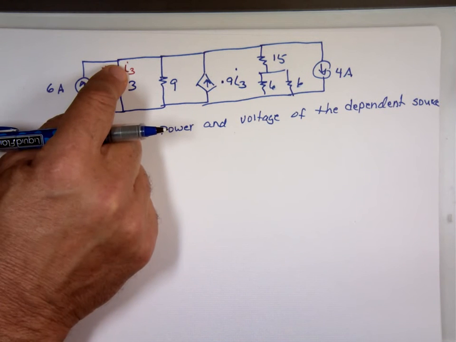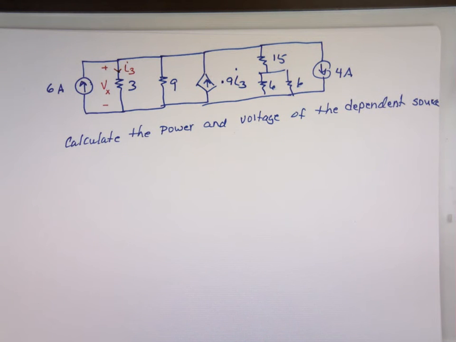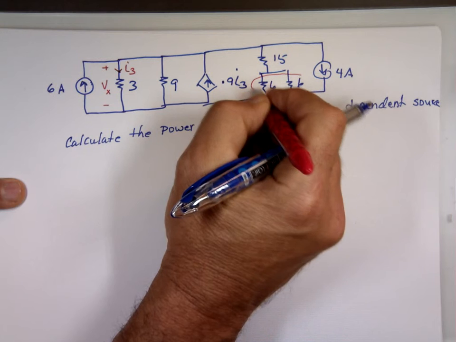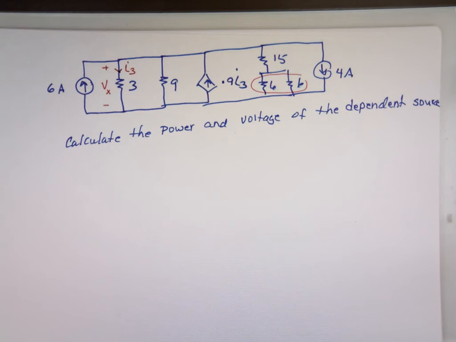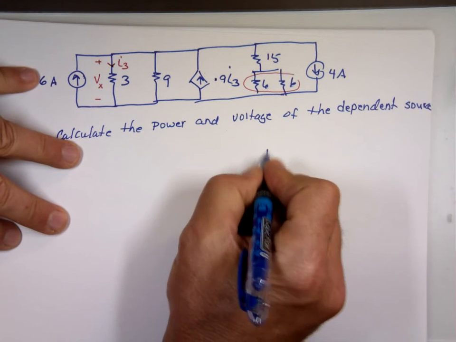Well, what about 6 and 6? 6 and 6 I can, these two in parallel. So if you do the math in your head here, product over the sum: 36 divided by 12, which is what? 3. 3 added to the 15, what are you going to have? 18. So that can be 18.